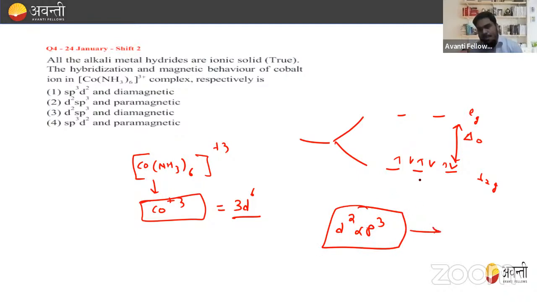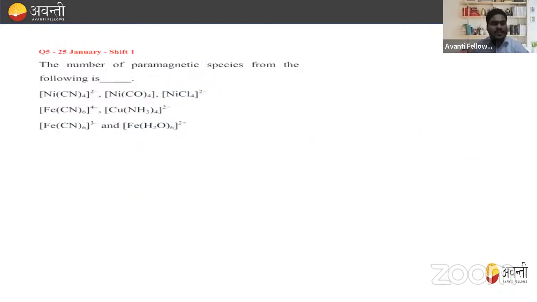Is there any unpaired electron? No. If there is no unpaired electron, it means they are diamagnetic in nature. So which option is correct, beta? Out of these 4 options, which one is correct? That is option number 3, right? It has d2sp3 hybridization and is diamagnetic in nature. So this one is absolutely correct. Now, let's move to the next question.